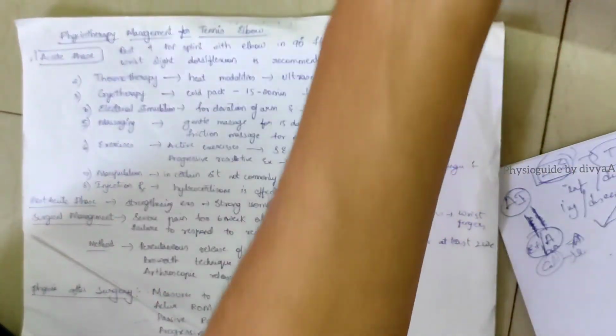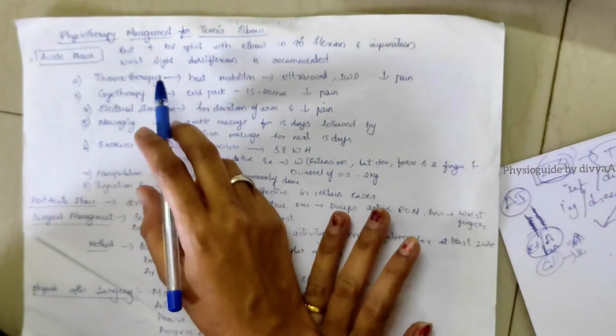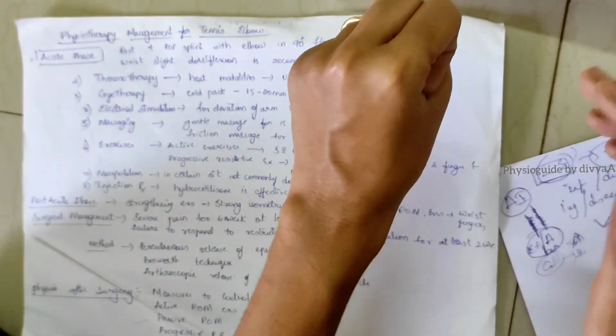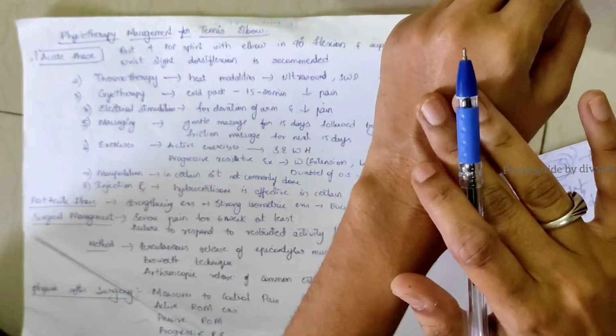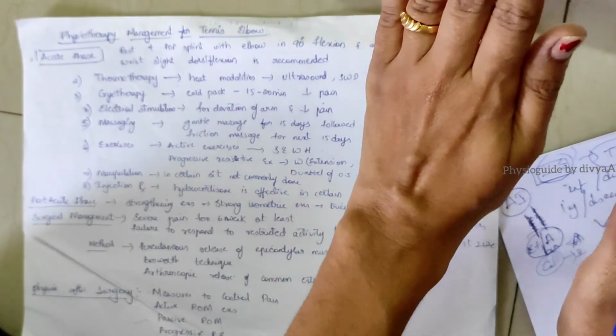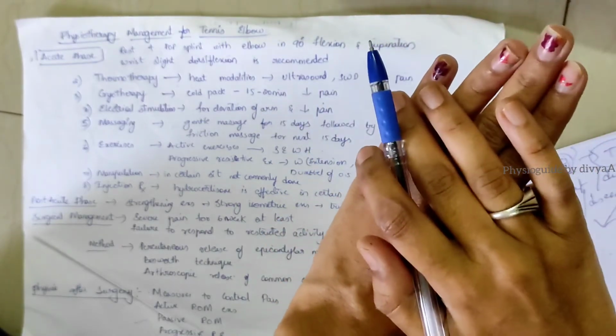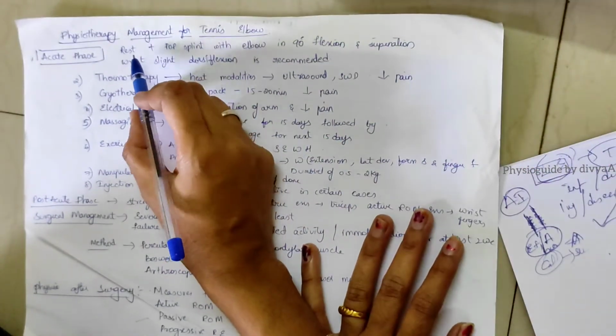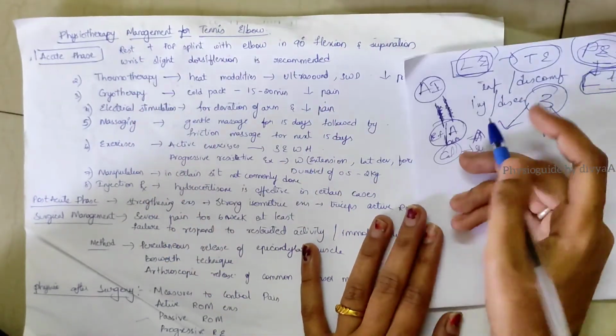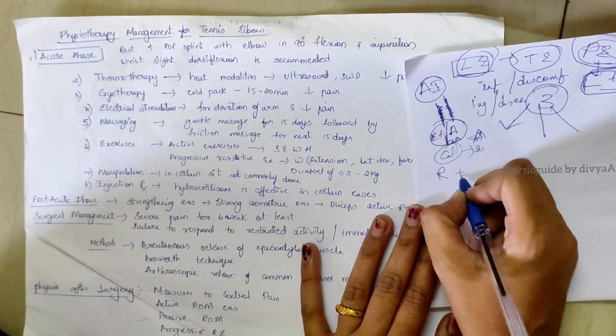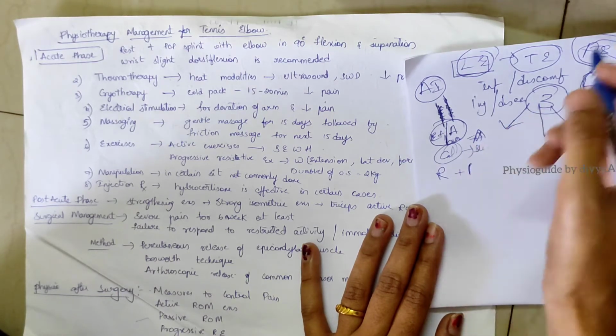and supination. Wrist in slightly dorsiflexion is recommended. So this is recommended. What is the first one? Rest. First is rest.